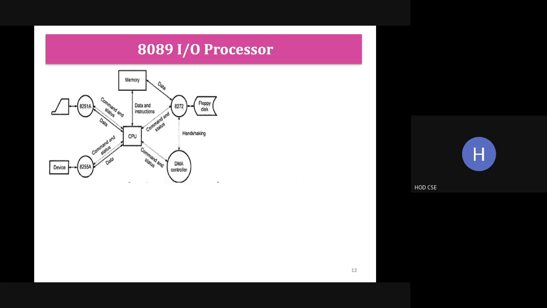So now let's see the diagram. Initially, we have this diagram. Here we have the CPU, which is controlling all the devices connected to it. Here we have the DMA controller, which is used to perform the DMA data transfer. And we have the 8279, a keyboard and display controller. This chip will control the keyboard and the input devices.